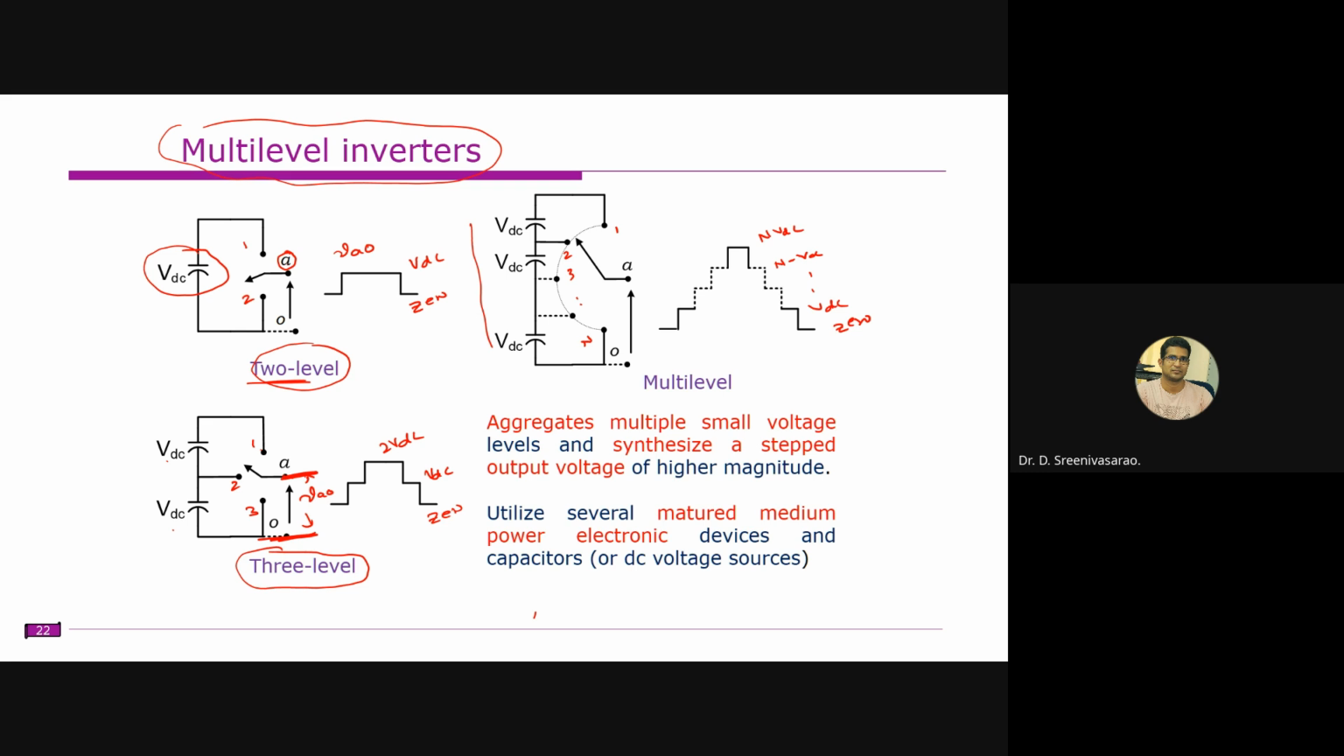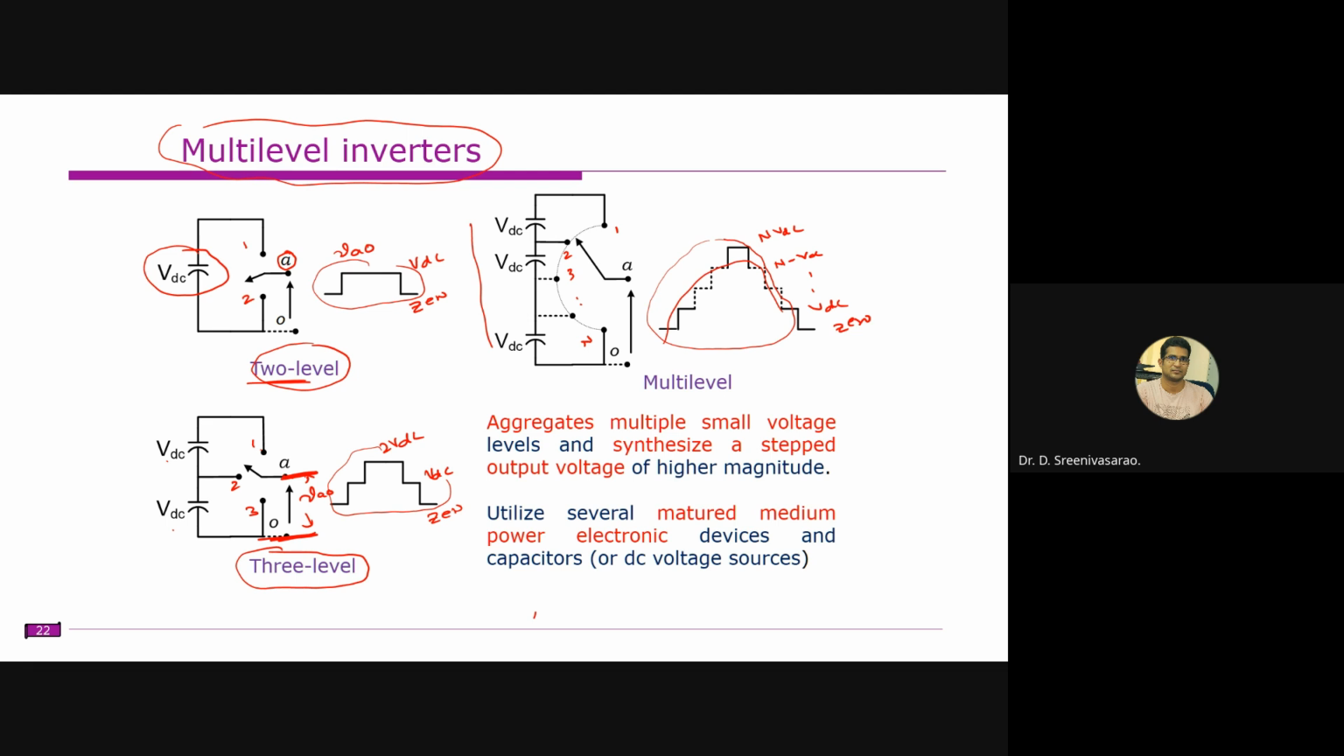Here is the two-level inverter. This waveform is nowhere close to a sinusoidal waveform. This one is slightly closer to a sinusoidal waveform, and this one will be a much better approximation of a sinusoidal waveform. Here you will get a more precise sinusoidal waveform. So from this, understood. This is how multi-level inverters work.